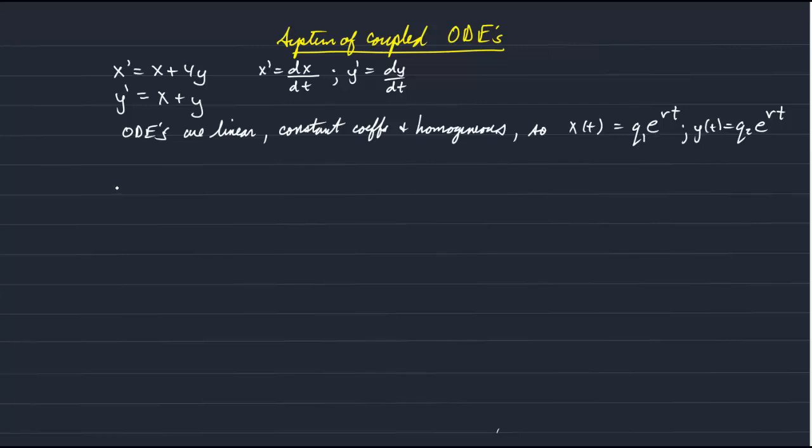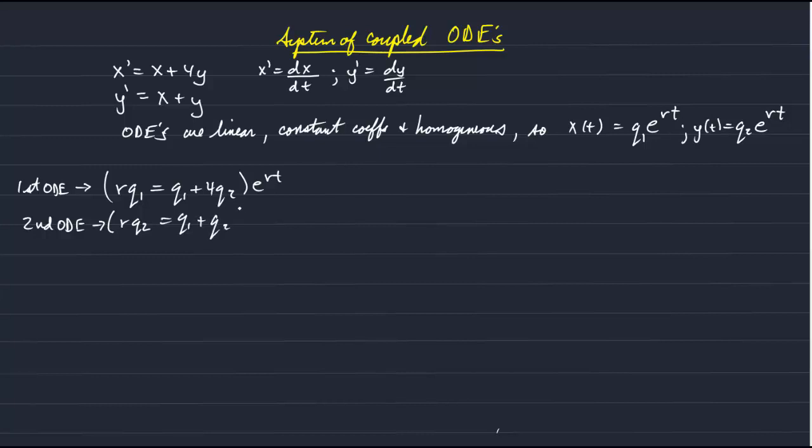we get on the left-hand side of the first equation r q1, and that's equal to q1 plus 4 q2, and that's all multiplied, of course, by e to the rt. So this is our first equation. And then the second ODE becomes r q2 is equal to q1 plus q2, again multiplied by e to the rt.